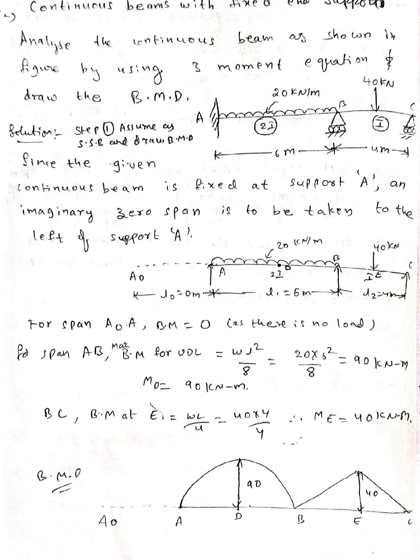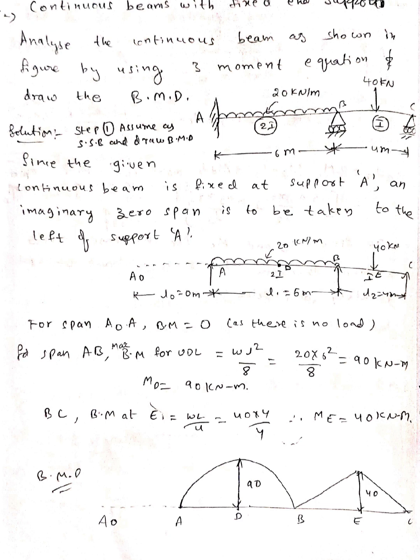So coming to step 1, assume the beam as a simply supported beam and draw the bending moment diagram. Since the given continuous beam is fixed at support A, an imaginary zero span is to be taken to the left of the support A as shown in the figure. So you can see in the second figure, the fixed support at A is removed and a simple support is kept there, and an imaginary line A0 is drawn. The length of A0A is 0 meter. It is an imaginary line.